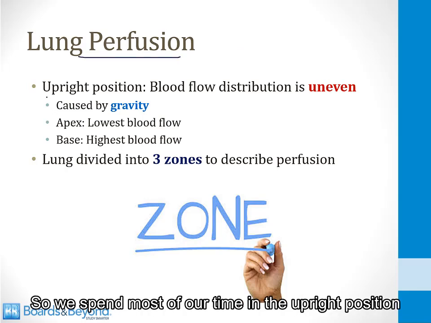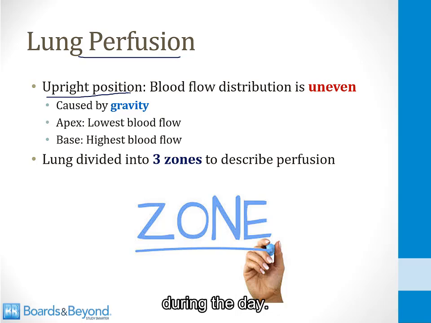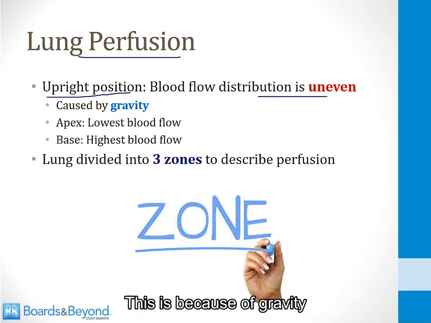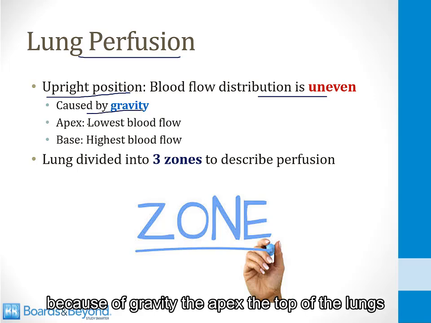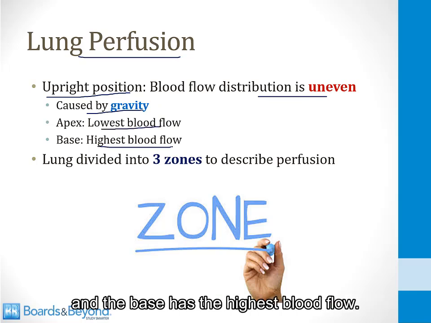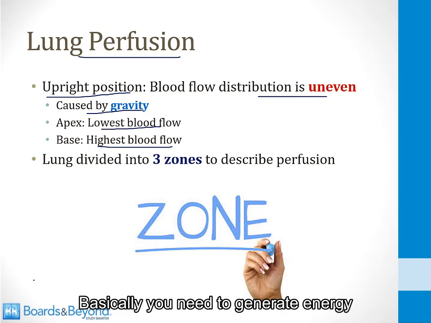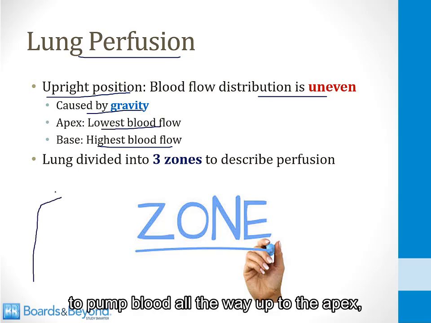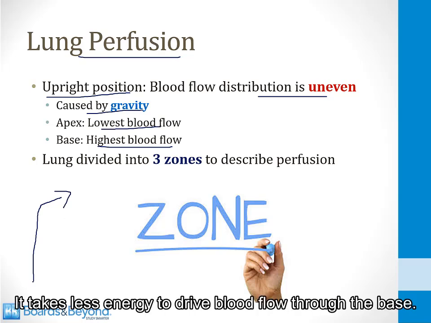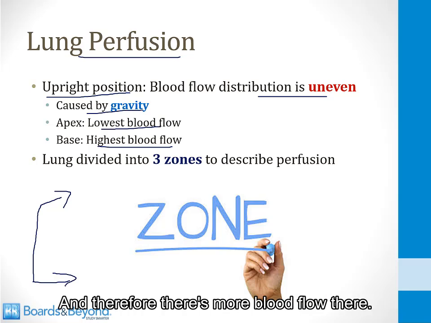So we spend most of our time in the upright position during the day, and when we're in that position, blood flow distribution to the lungs is uneven. This is because of gravity. Because of gravity, the apex, the top of the lungs, has the least blood flow, and the base has the highest blood flow. Basically, you need to generate energy to pump blood all the way up to the apex, and it's harder to do that, so there's less blood flow. It takes less energy to drive blood flow through the base, and therefore there's more blood flow there.